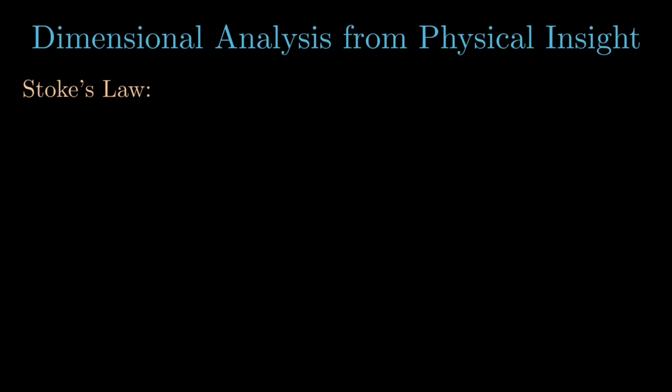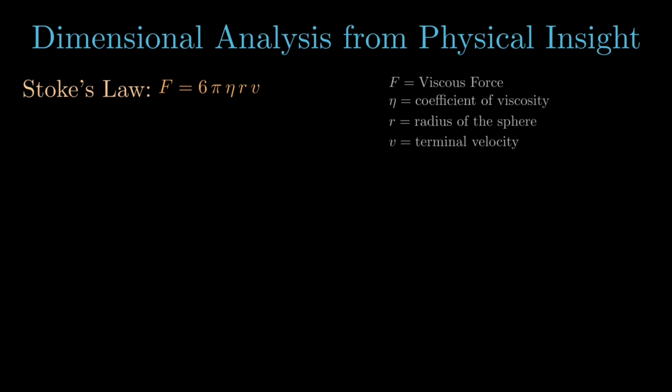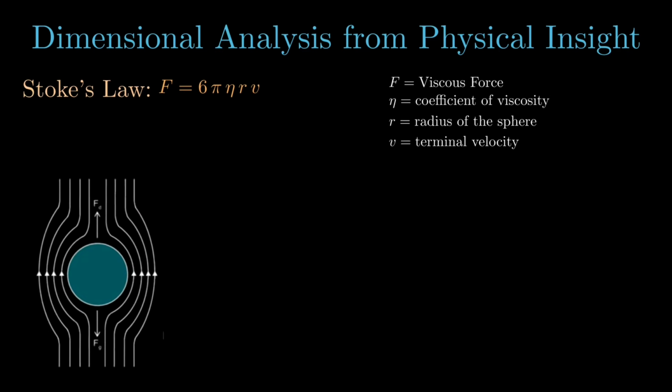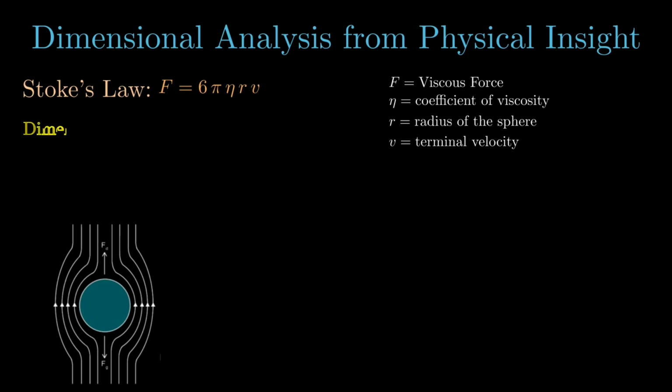Consider Stokes' law for a small sphere falling steadily through a viscous fluid. The resisting or viscous force is given as F equals 6 pi eta R V, where eta is the coefficient of viscosity, R the sphere's radius, V the terminal velocity. For now, we can ignore the constants as they're dimensionless and simply focus on the variables at hand.